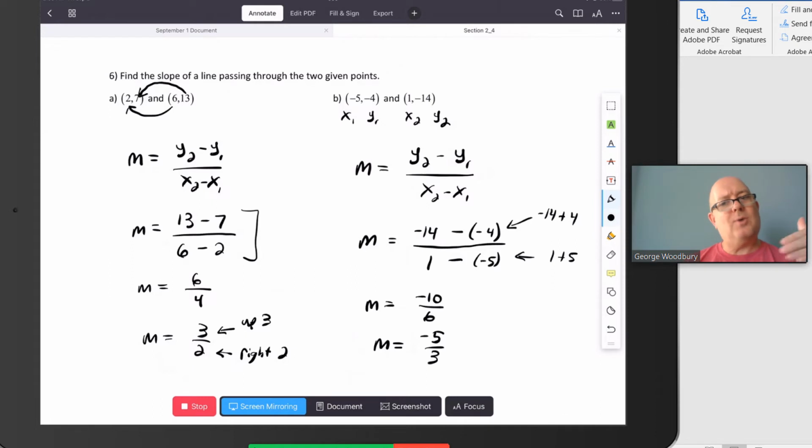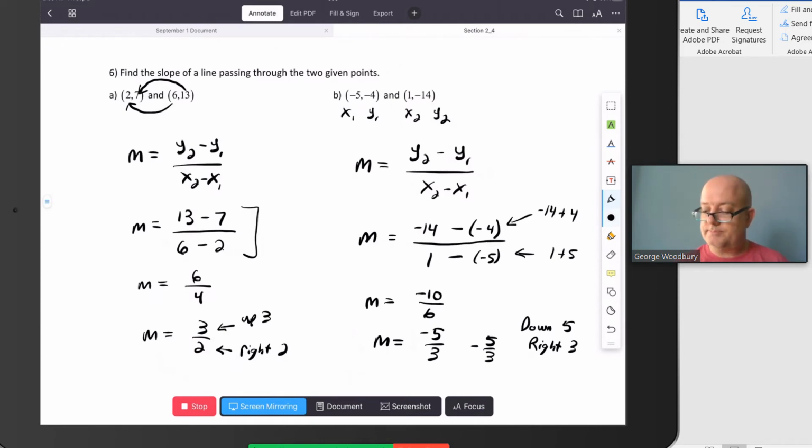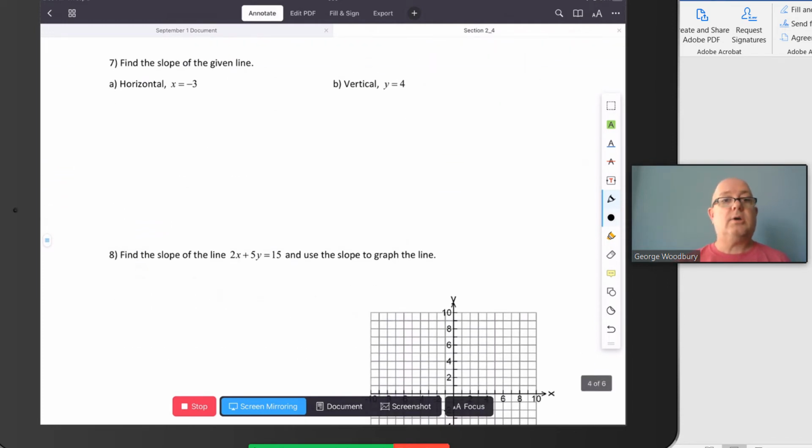It doesn't really matter where that negative is, right? We can write it in the numerator like I've done it. I can write it in front of the fraction as well. They both have the same interpretation. The negative, along with the 5, tells us that the graph moves down 5 for every 3 that it moves to the right. And we'll use that idea when we graph lines using slope. A couple of quick detours here in terms of horizontal and vertical lines.